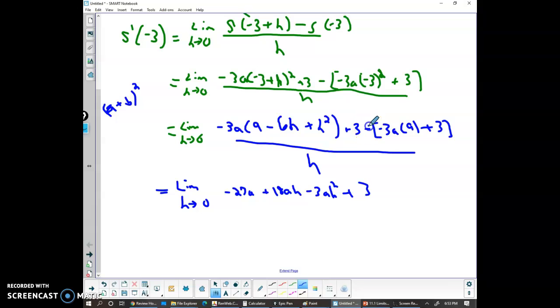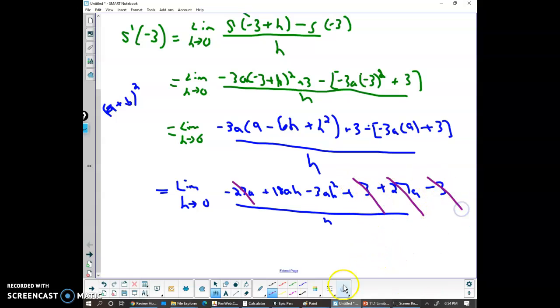And then we distribute this minus sign. That would actually make the -27a become positive 27a. And then we have -3. Some of this has to cancel, and if it doesn't cancel, then you obviously messed something up. -27a and positive 27a cancel, 3 and -3 cancel, so you're just left with these two terms.